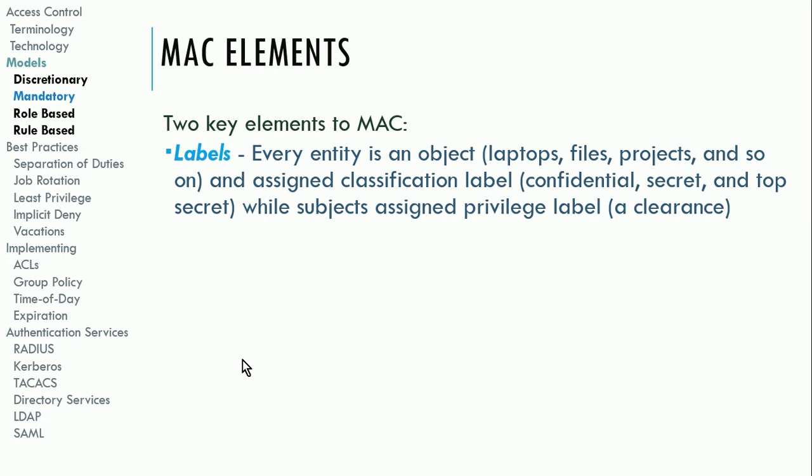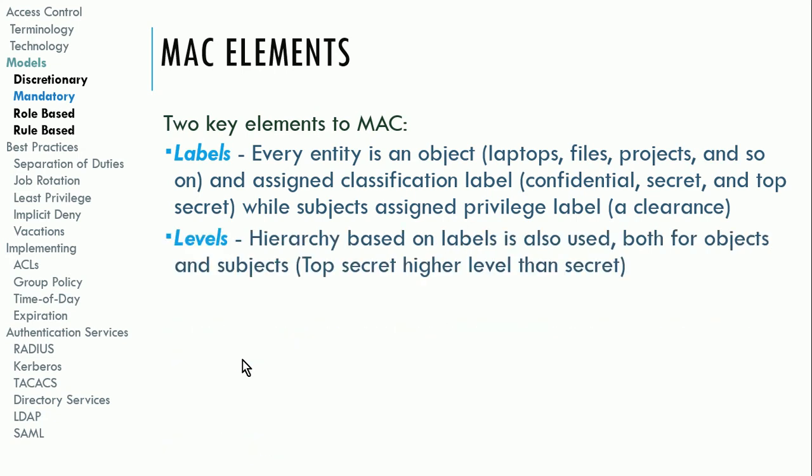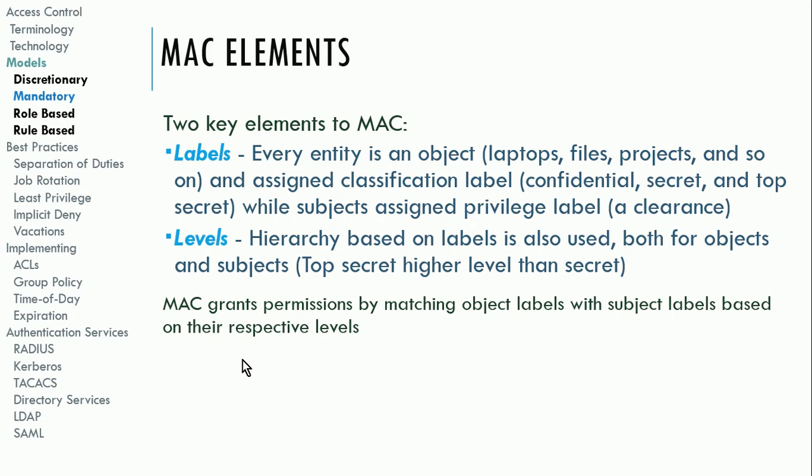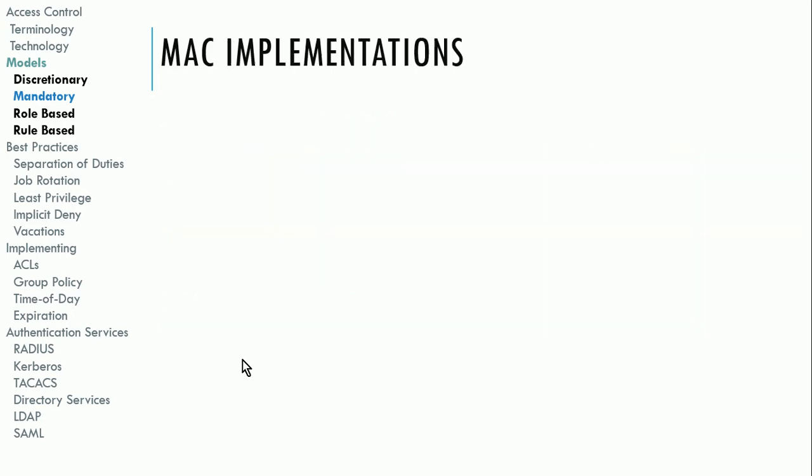Every entity is an object and is assigned some classification label like confidential, secret, and top secret. While subjects are assigned a privilege label, they have a clearance level, and you've probably heard the term, what's your clearance, for example. Usually you have a hierarchy of levels. And MAC grants permission by matching object labels with subject labels based on their respective levels.